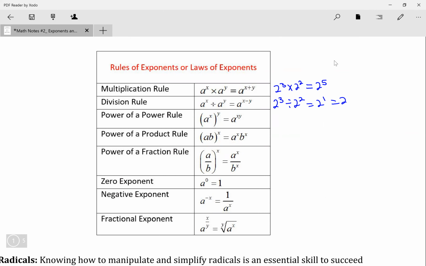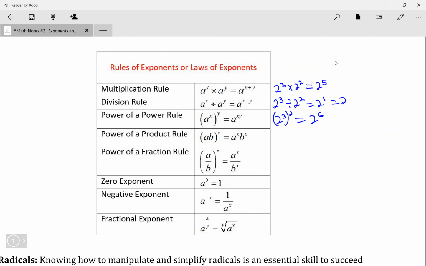Now the power of a power rule. A to the x power to the y power equals a to the x times y power. Let's give another example of this. Let's say I had 2 squared, cubed, which is 2 to the second power to the third power. That would give me 2 to the sixth power. So here I multiplied the 2 and 3.